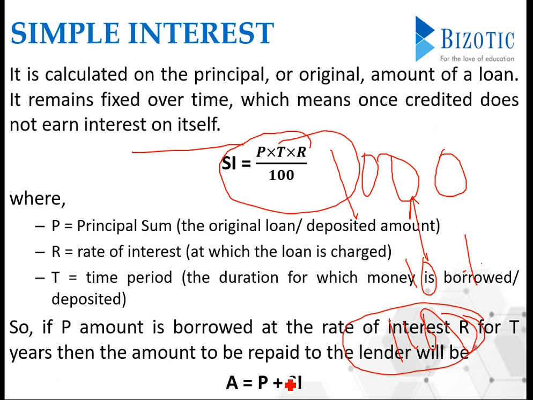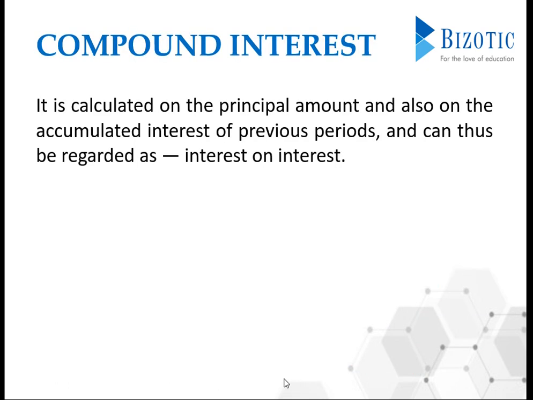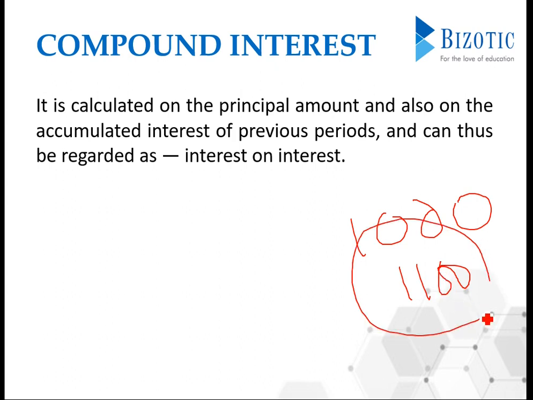I hope this is clear, and let's move on to compound interest. What is compound interest? It is calculated on the principal amount and also on the accumulated interest of previous periods, and can thus be regarded as interest on interest. In the compound interest case, if you consider the same example, this 1000 rupees giving you 10% will become 1100, and for the second year you would get 10% on 1100, which will give you 110 rupees. So your sum will be 1210 rupees. This is the reason why it is called interest on interest. So the interest will also earn money for you.